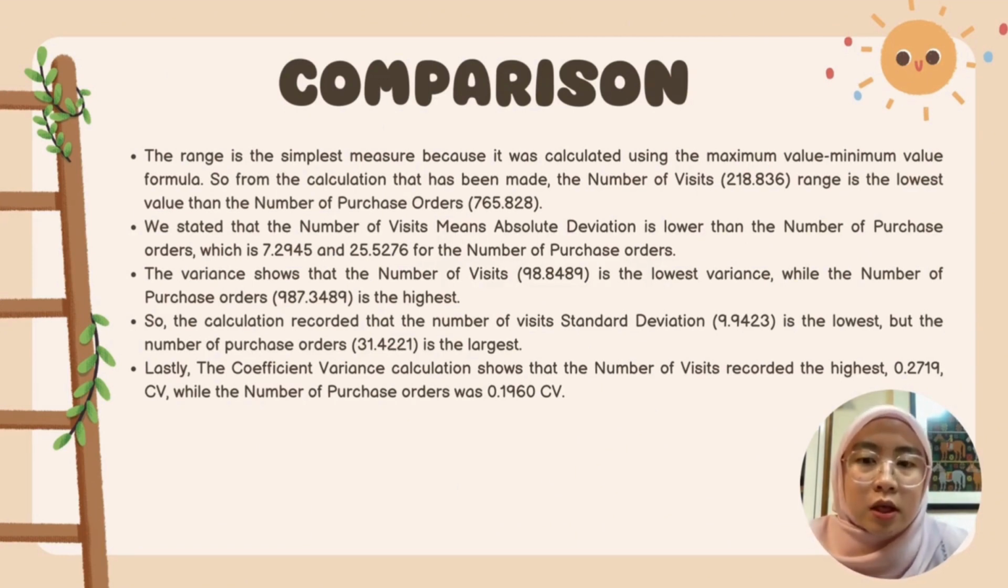The variance shows that the number of visits has the lowest variance while the number of purchase order has the highest variance. The calculation recorded that the number of visit standard deviation is the lowest, but the number of purchase order is the largest. Last but not least, the coefficient of variation calculation shows that the number of visits recorded the highest, 0.2719, while the number of purchase order was 0.1960.